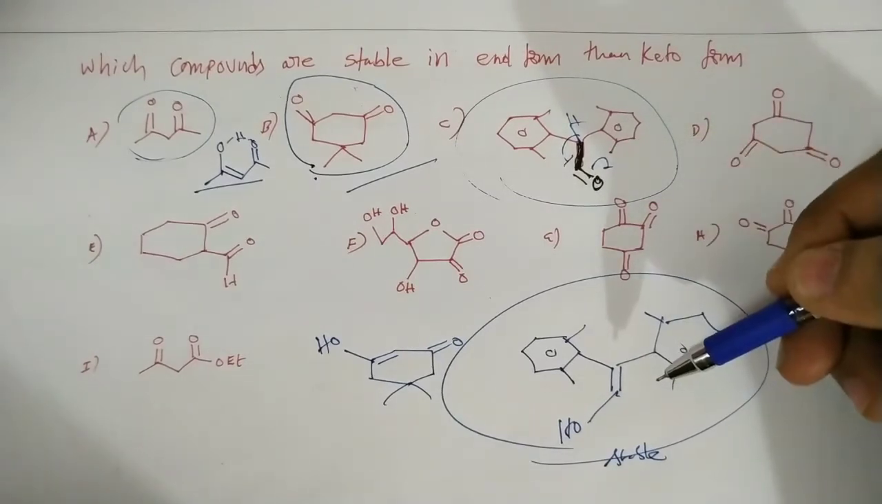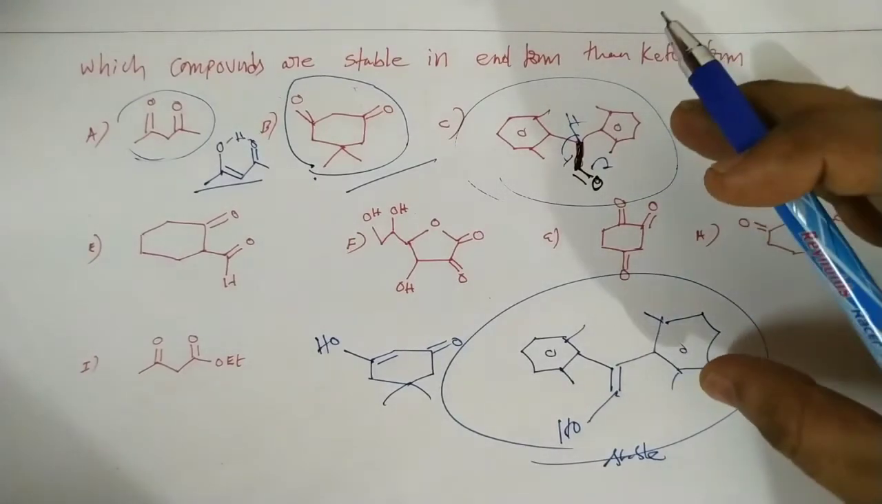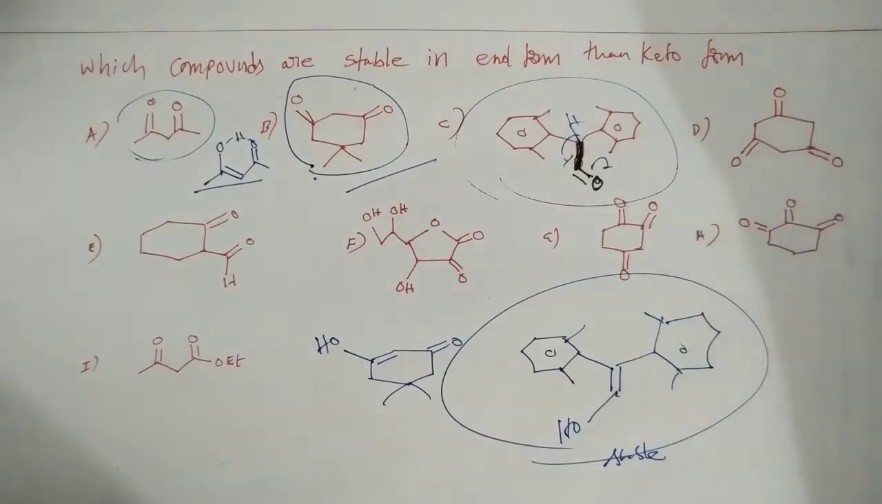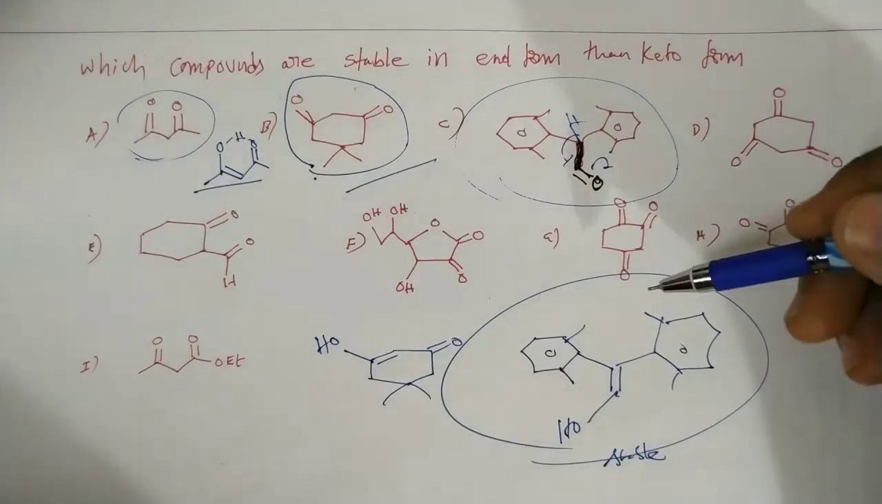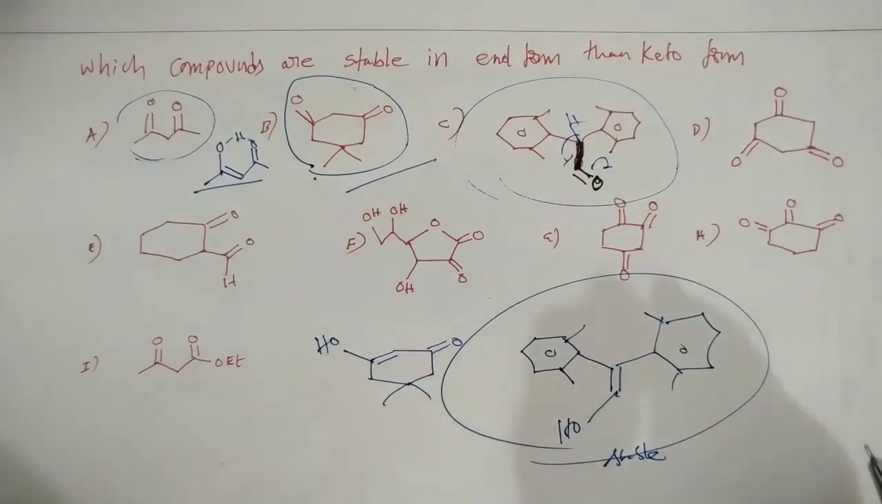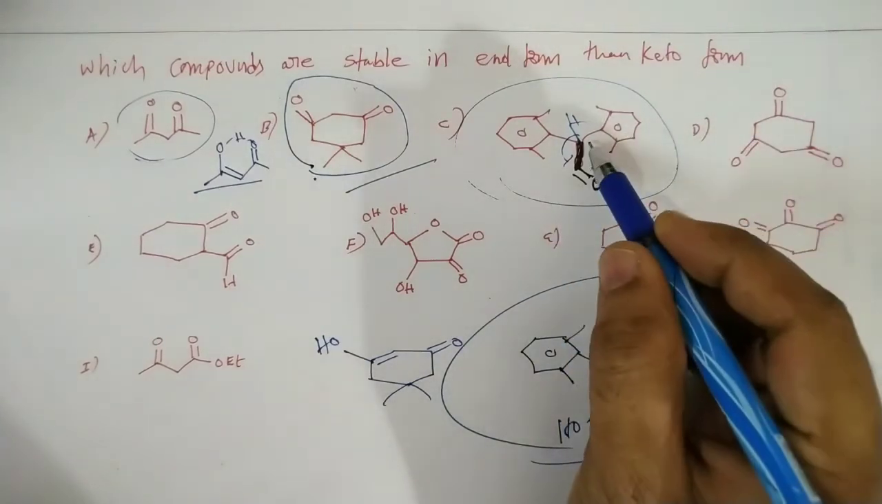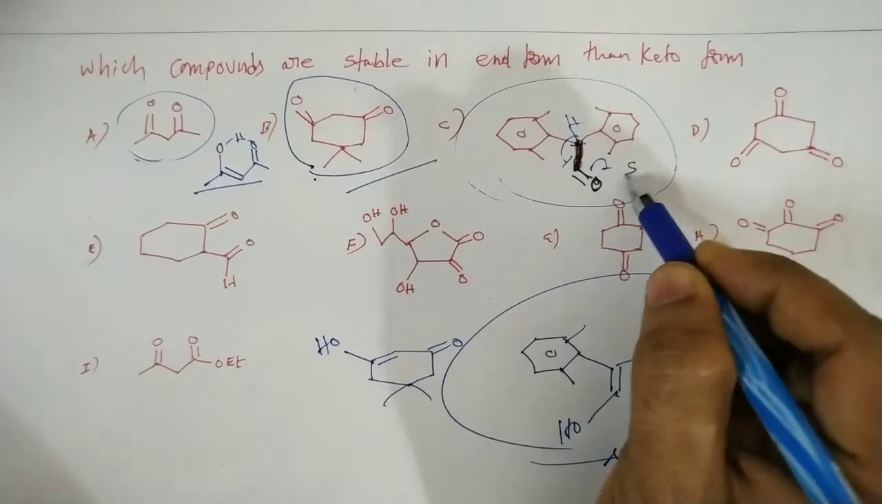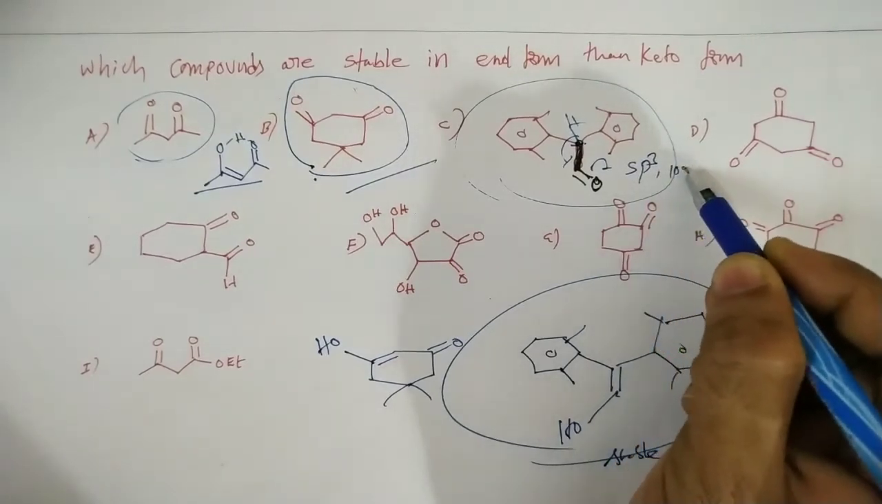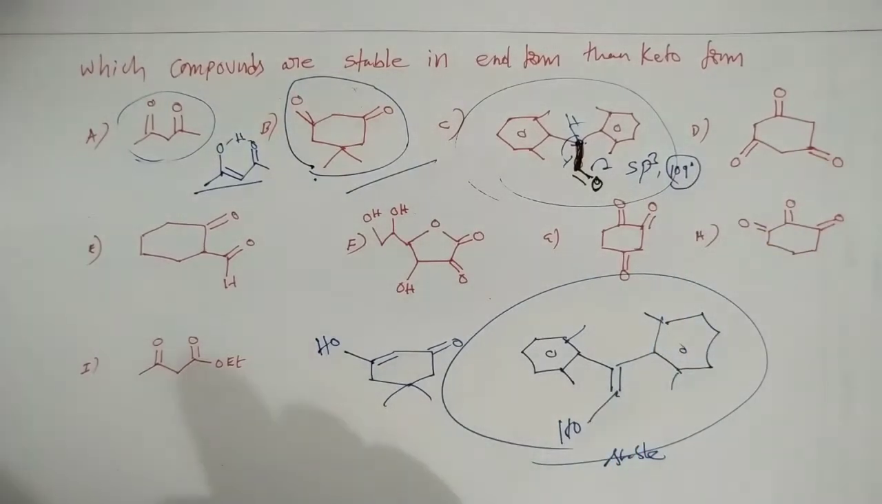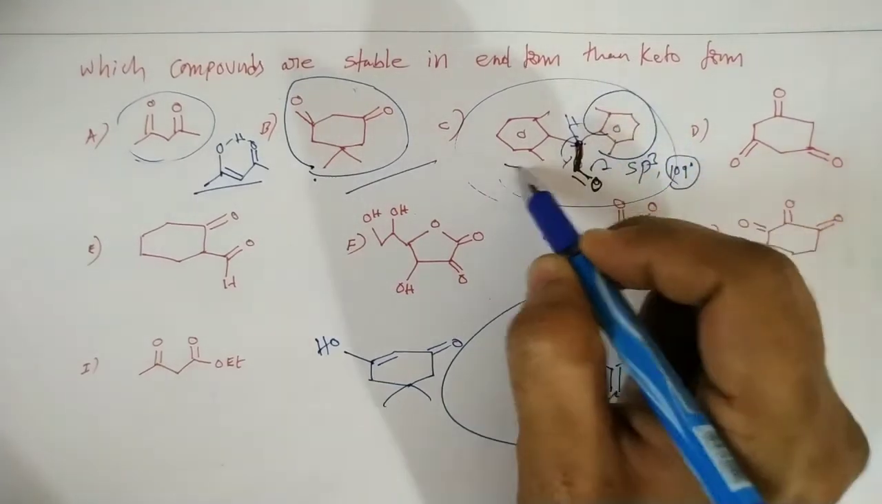Enol form is stable. Okay, so this example is given in Jonathan Clayden. Almost all these examples I have collected from Jonathan Clayden. So why is this enol form stable, and why is the keto form not stable? Because here this carbon is an sp3 carbon, which means a 109 degree bond angle. Here there are bulky groups.